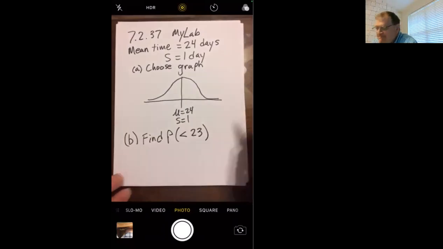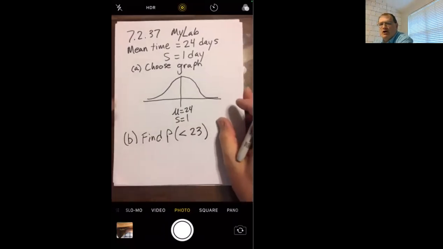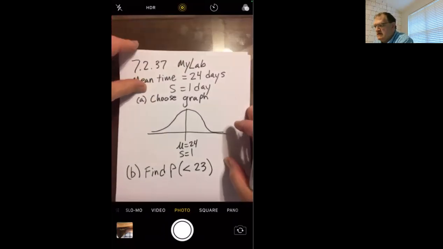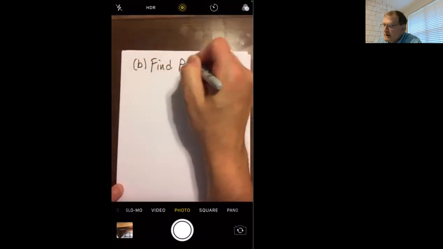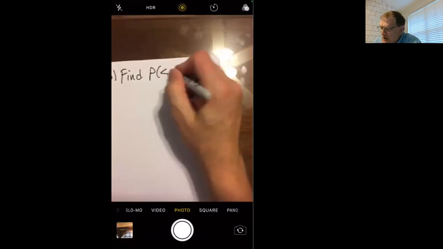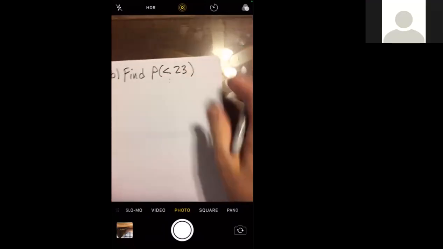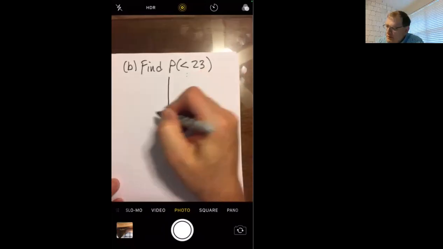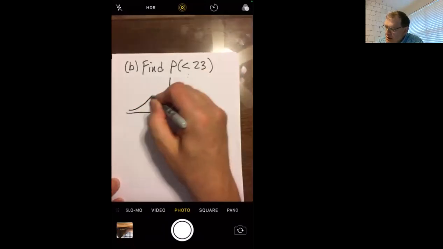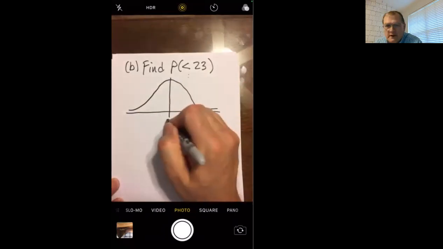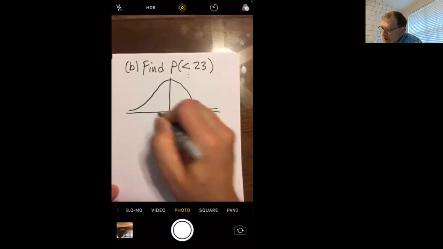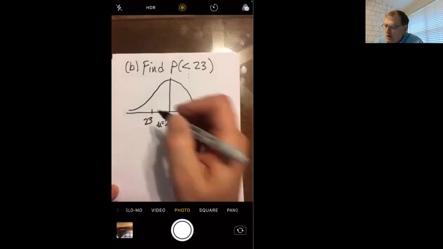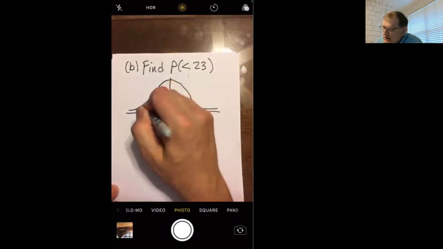23 days. Okay, let me go to the next page, give myself a little more space. Can y'all see my writing on the screen pretty good? Okay. So the picture of this, I'm only going to draw the one picture for these numbers. 24 in the middle, that's your mean. 23 is less than 24, and less than 23 would shade to the left.